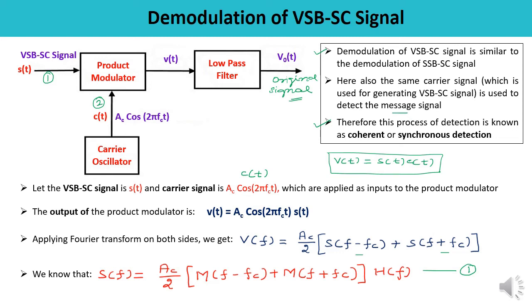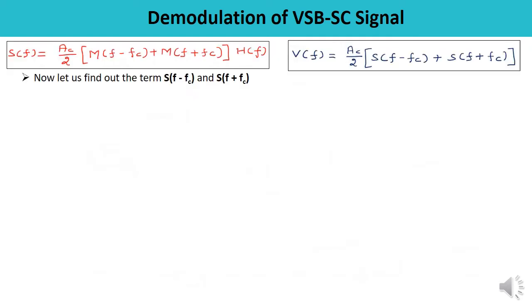Now you have to utilize this equation number 1. Then you need to calculate the values of these terms. Term A, which is S of f minus fc, term B, which is S of f plus fc, and then you have to substitute the values in the equation for calculating the value V(f). So proceeding further, utilizing this, now calculating the values of these two terms.